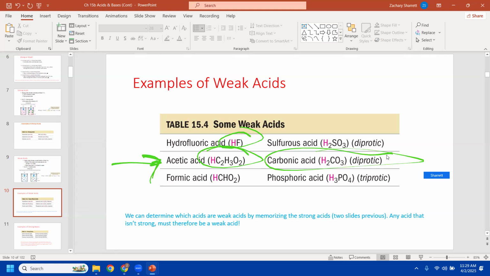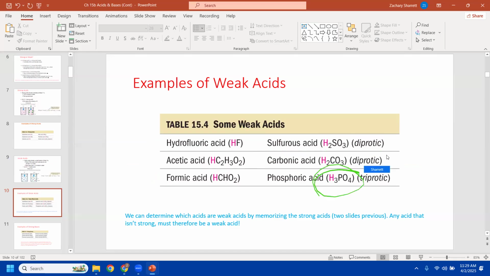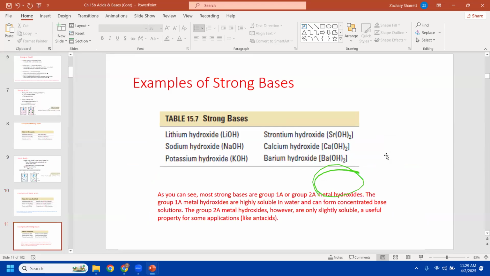Where is carbonic acid found? Soda and stuff like that. It is carbon dioxide dissolved in water. Yes. Sulfurous acid looks very similar to sulfuric acid. The only difference is this is SO3. The other one was SO4, so don't get those confused. Phosphoric acid is very important in our bodies and things like that. We have phosphates, DNA, and stuff like that.